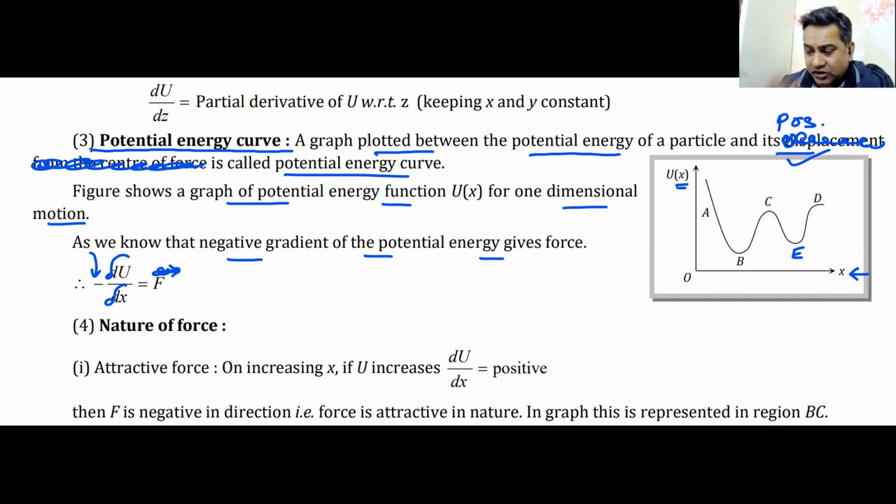So basically, draw this graph, write it. It's a one-dimensional force. Minus del U by del x, the partial derivative of U with respect to x, will give you the force acting on the particle, the negative gradient of the potential energy. Note this down. I'll give you a minute.